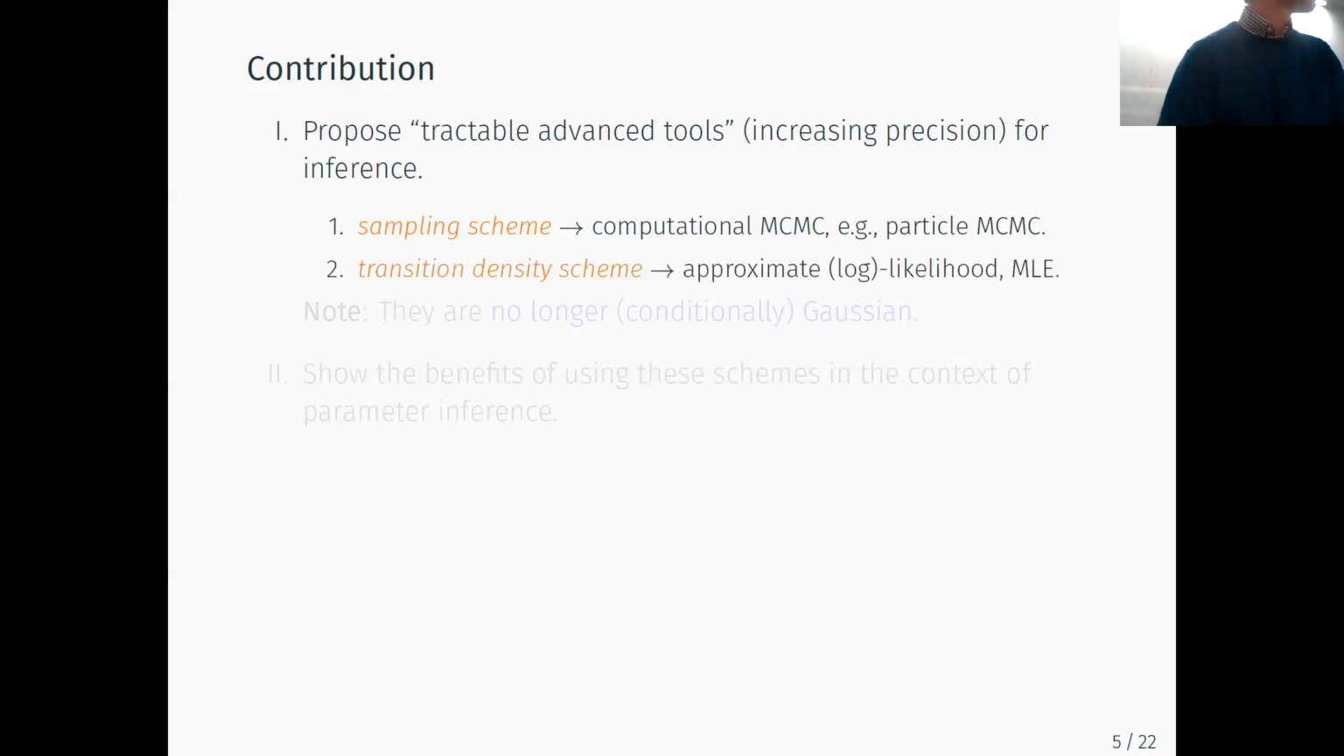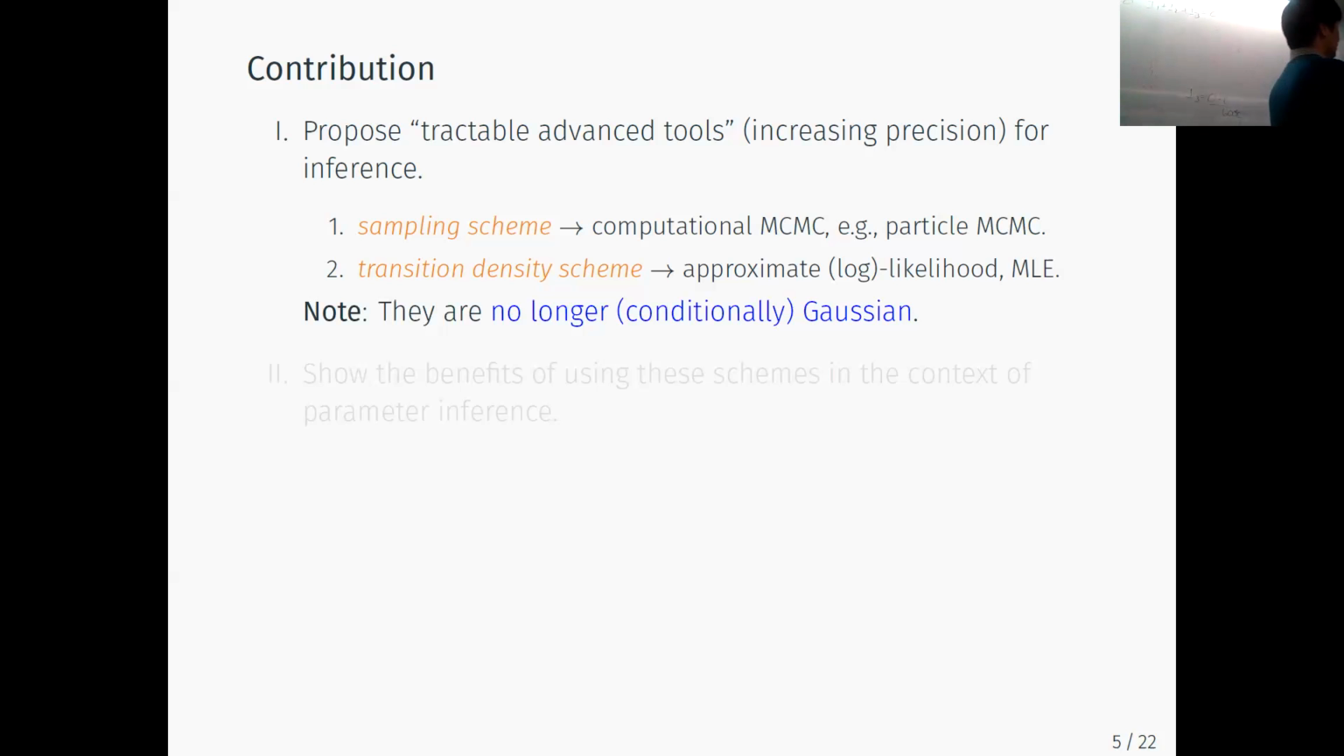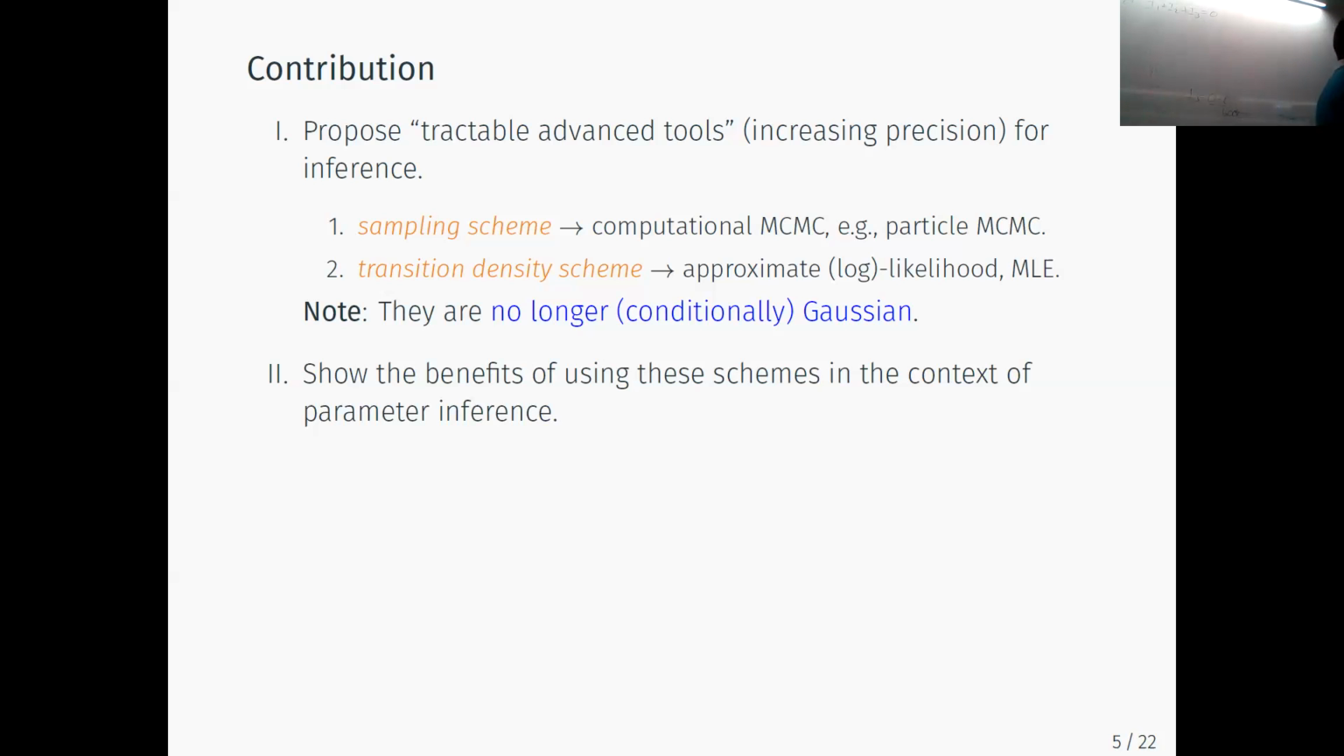And the second tool is the transition density scheme. So this is a closed-form transition density. If we construct this type of density scheme, then we can directly use it as an approximate likelihood, and also we can define the maximum likelihood estimator. So the point is, these advanced tools are no longer Gaussian, but have a better accuracy compared with the local Gaussian scheme. And finally, we show the benefits of using these schemes in the context of parameter estimation. So this is the outline of this talk.